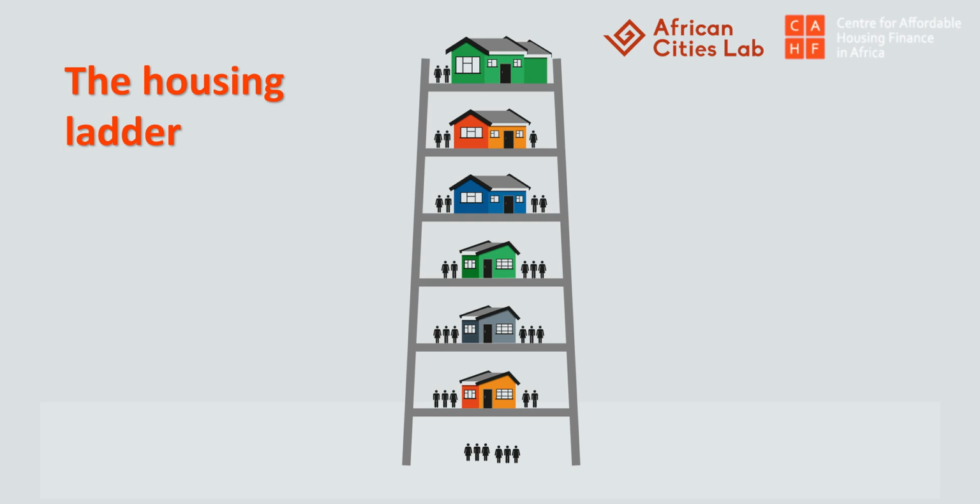In a functional property market, housing demand should stimulate the private sector to produce more houses, and these houses attract people who are moving up the housing ladder. It also then means that the burden on the state is reduced, as it can focus on housing at the lowest rungs for the most poor.